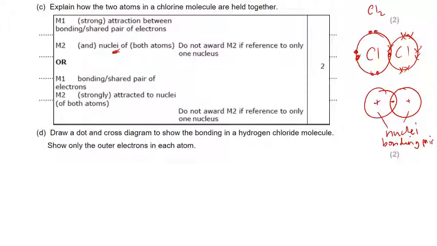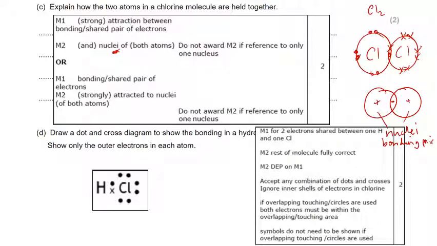Part D, draw a dot and cross diagram to show the bonding in a hydrogen chloride molecule. So it's going to be this. Now, hydrogen has 2 electrons in its outer shell, and chlorine has 8 electrons in its outer shell. You have to show the different electrons using either dots or crosses. So you get the first mark for 2 electrons shared, and then you get the second mark for the correct number of electrons in the outer shells of both. So that's 8 for this one and 2 for this one.